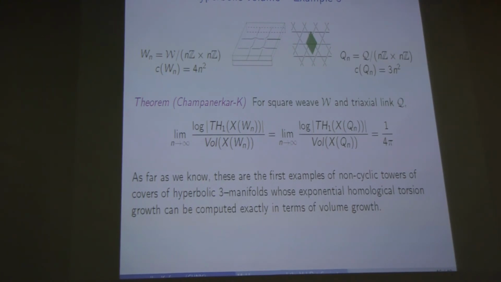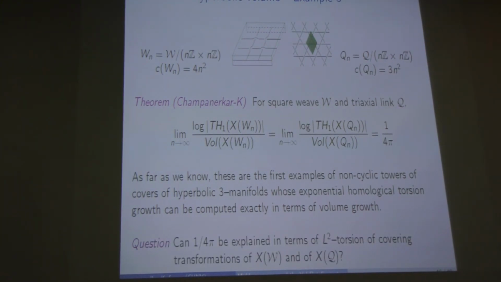And as far as we know, these are the first examples of non-cyclic towers of covers of hyperbolic 3-manifolds whose exponential homological torsion growth can be computed exactly in terms of volume growth. And the question that I don't know is, can this 1 over 4 pi be explained in terms of the L2 torsion of the covering transformations of these biperiodic links? I think this is what Tan was asking me at the beginning of the talk: is it related to the L2 torsion theory? This is where I think the L2 torsion theory would come in.